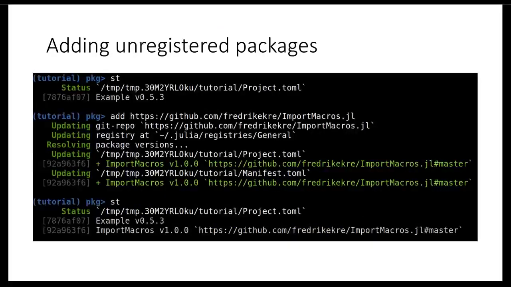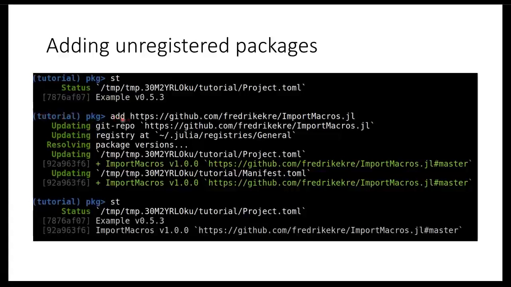One powerful feature of Julia's package manager is to let you add unregistered packages. In this example, we are still in the tutorial environment, and when we run the status command, we confirm that we have only one added package. This package has been registered at the registry, so it has a version and it has a name.